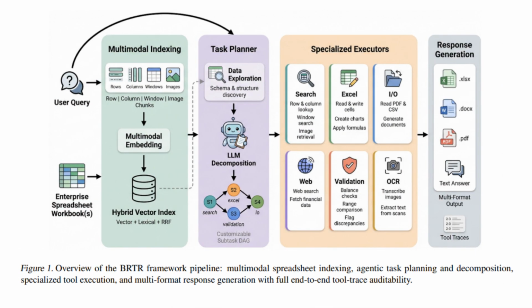So, what's the core idea? Instead of one-shot retrieval, they introduce an agentic loop. Think of it like a detective: search, inspect, refine, repeat. The system, called BRTR, works in 3 stages. First, it breaks spreadsheets into chunks: rows, columns, windows, even images. Then, it embeds everything into a searchable index.